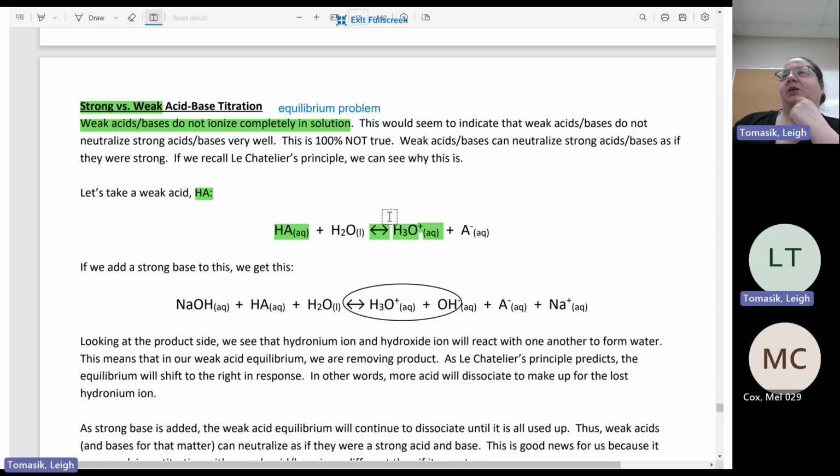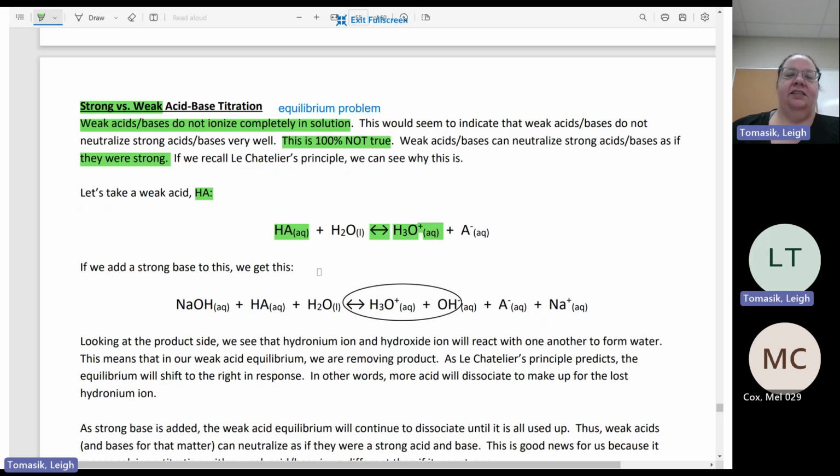And you should expect a double arrow somewhere in your question. So this would seem to indicate that weak acids and bases do not neutralize strong acids or bases very well. This is 100% not true. Weak acids and bases can neutralize strong acids and bases as if they were strong. If we recall Le Chatelier's principle, we can see why this is. Okay, so let's talk about this.